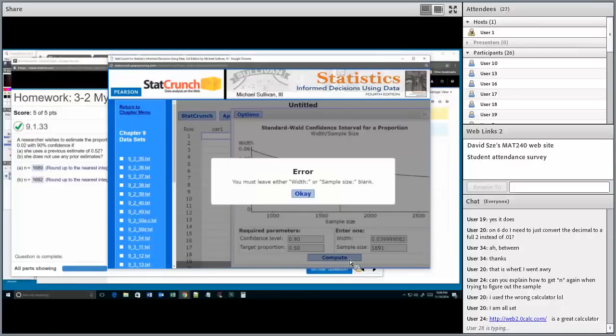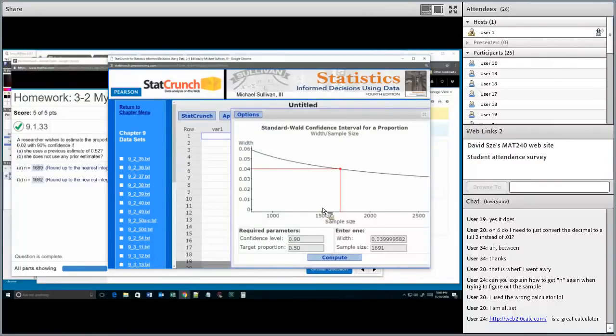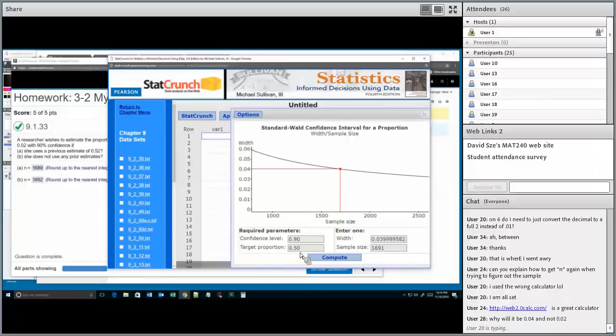Now it's doing it right. I don't know what happened previously, but anyway. Yep, so you just use 50% for part B.